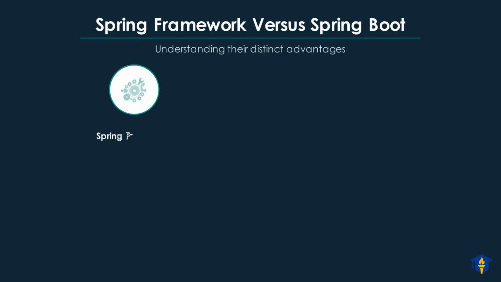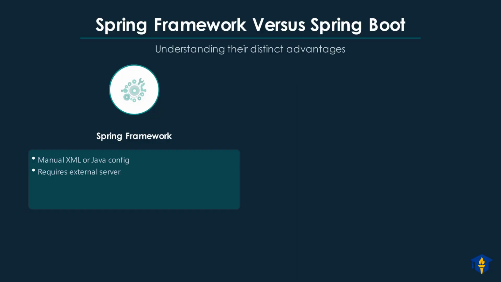On one side, we have the traditional Spring framework, which offers great flexibility. It typically requires manual configuration using XML files or Java code. You would also need to deploy your application to an external server like Tomcat. Furthermore, managing dependencies and their setup can be a manual process.